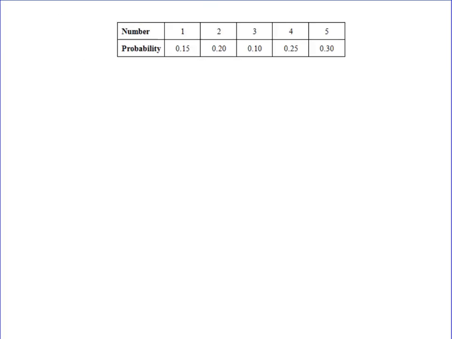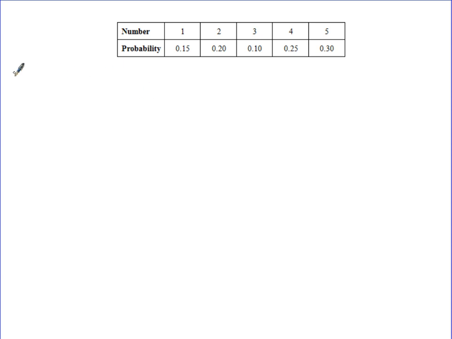Question 3. And you've got to put down the statement about why. If you don't, then you drop 1 mark. Question 3, we've got a spinner with probabilities here. Work out the probability that the spin will land on a number greater than 2.